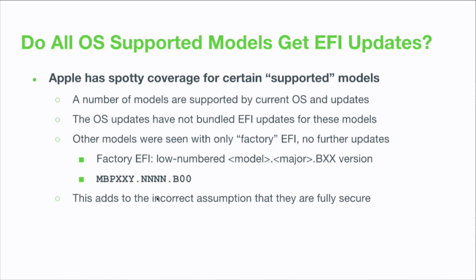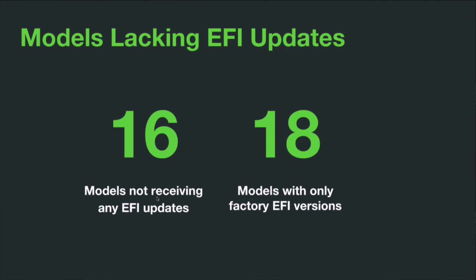We found a number of models that over the course of their life never changed the build number. So other models would slowly get increasing build numbers sensibly because patches were included. These models never saw anything other than what they shipped from the factory with. And we broke that down to models that didn't receive any EFI updates, so they were still at build 00, or they stayed the same across the timeline, or models with only factory EFI versions, so measured at when they actually shipped to the world, those versions also didn't change.